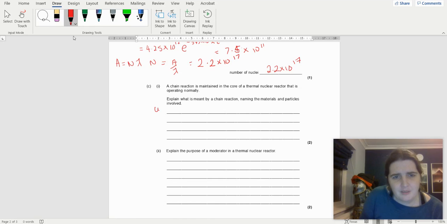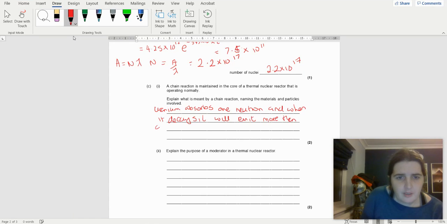So what actually happens is the uranium absorbs one neutron, and when it decays, it will emit more than one neutron along with its daughter nuclei.